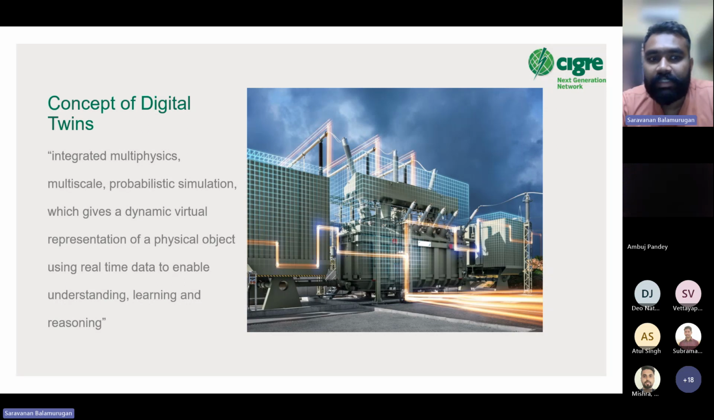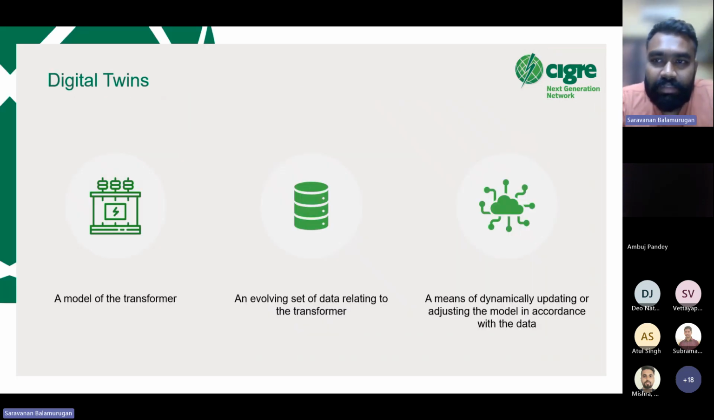It is not just the simulation part. It is a simulation which gives a virtual model of the physical object, while being dynamic enough to adapt itself based on the real-time data, which enables us to learn from the system, to reason with such systems, and to understand our system and our transformers better. Looking at this, we can see that a digital twin basically consists of three things. Now applying this to the transformer.